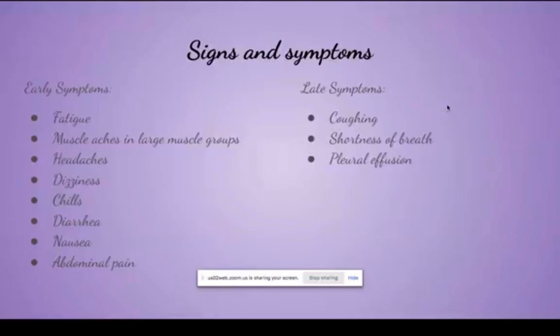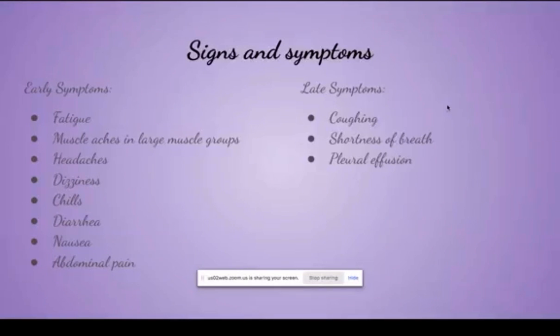We will be discussing signs and symptoms now. So the time of incubation for this virus is 1 to 8 weeks post-exposure. This is based on a small amount of cases reported on the hantavirus pulmonary syndrome, which is found in the Americas. So the early symptoms include fatigue and muscle ache, specifically in your large muscle groups. These 2 symptoms are universal symptoms for the hantavirus.